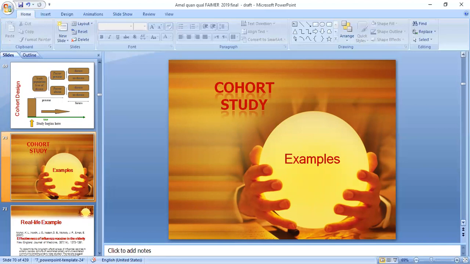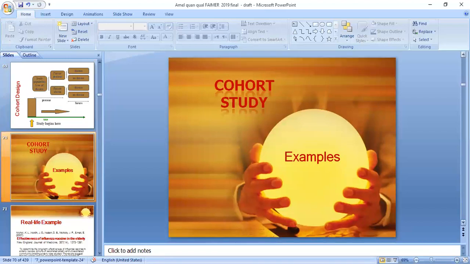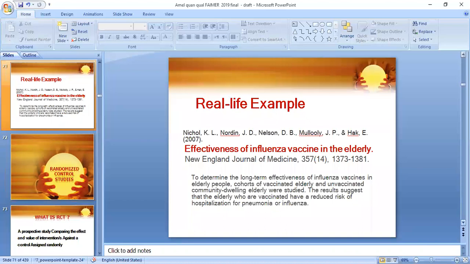We have patients who have exposure to something or a risk factor, and we have another group who have no risk factor. For example, if you are studying two separate groups, a group of smokers and a group of non-smokers, this is the first cohort and this is the second cohort. We will follow them for a certain time to see if these patients will develop lung cancer, for example, after some time or not.